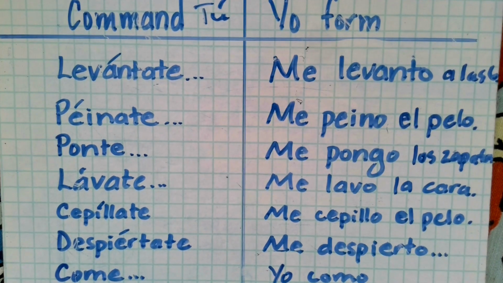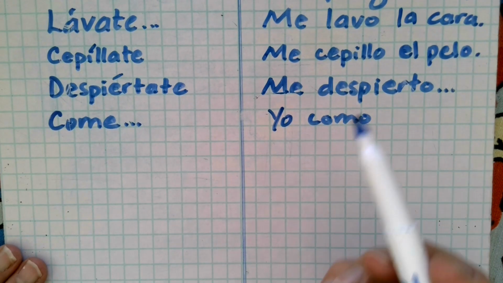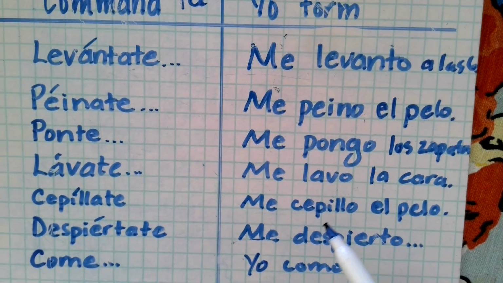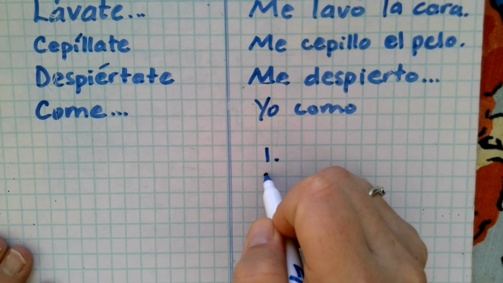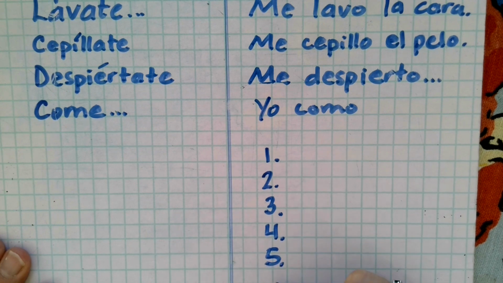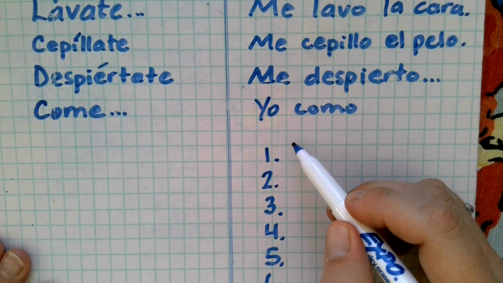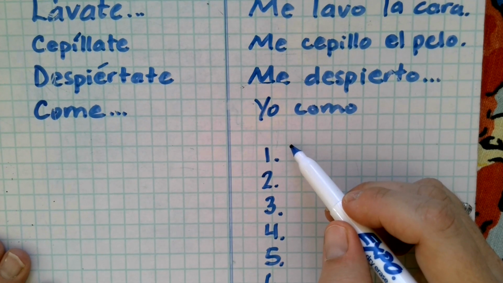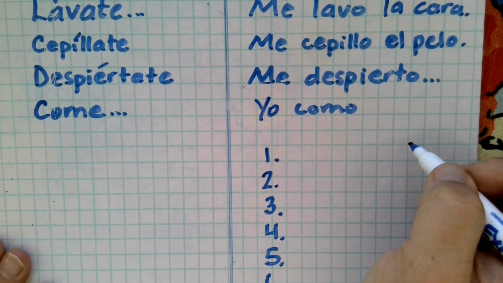So, again, just a quick reminder: your learning target for today is to practice these reflexive verbs in the yo form by creating a list of at least 6 things that you do to get ready in the morning. So vas a escribir complete sentences, okay? ¿Qué haces en la mañana para prepararte para la escuela?